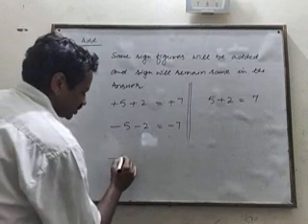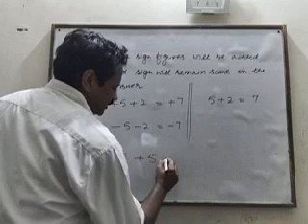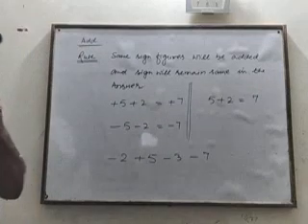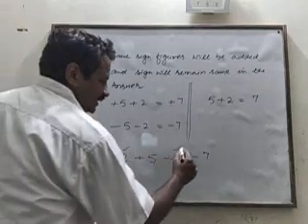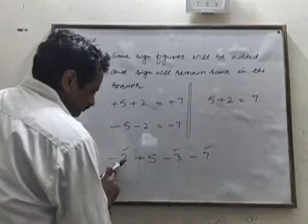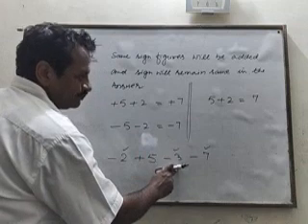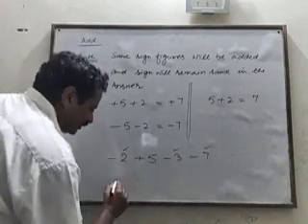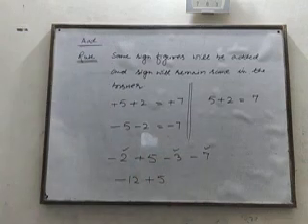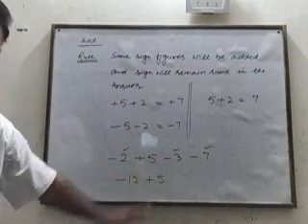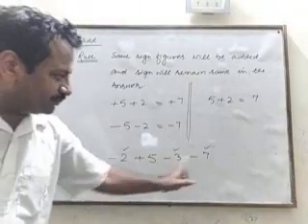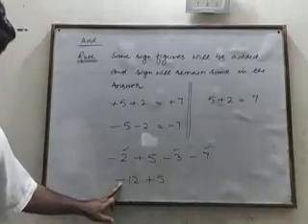Suppose minus 2 plus 5 minus 3 minus 7. You can see that three numbers have the same sign, so these three will be added: minus 2, minus 3, minus 7, it will become minus 12, and plus 5 we will write as it is. These three will be added because they have the same sign, and the sign will remain the same in the answer.